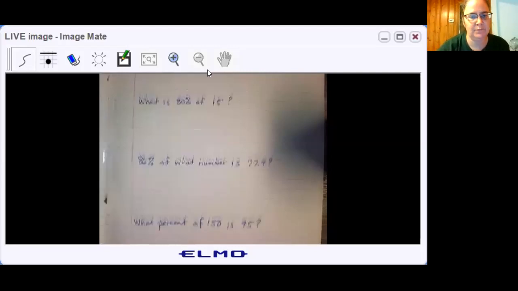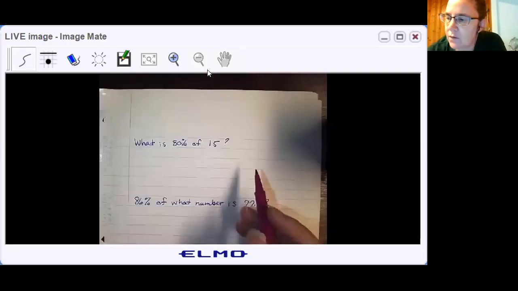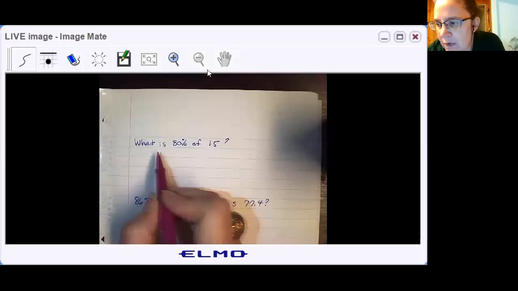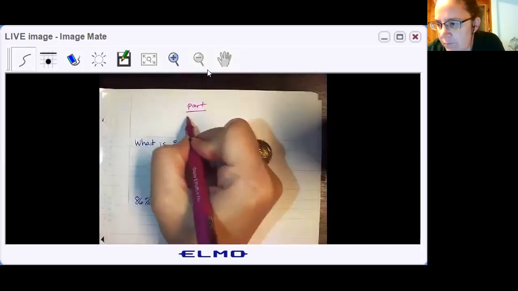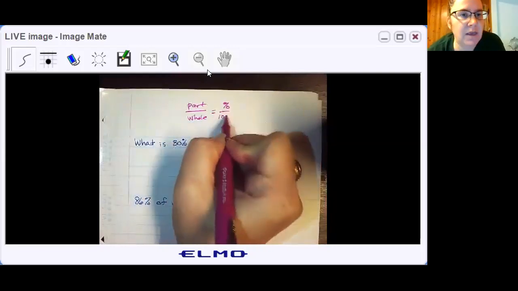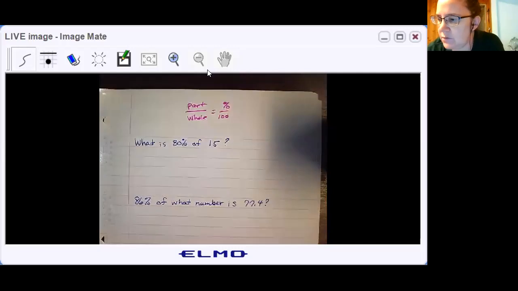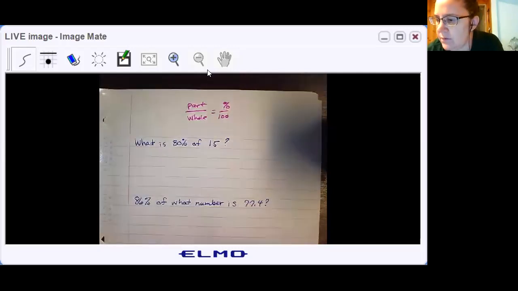Okay, you're back. Okay, so now let's check our work. First things first, figure out where everything goes, what everything is. I'm going to write myself a reminder up here. Part over whole equals percent over 100. That's how everything sets up. So now let's look at this. What is 30% of 15?